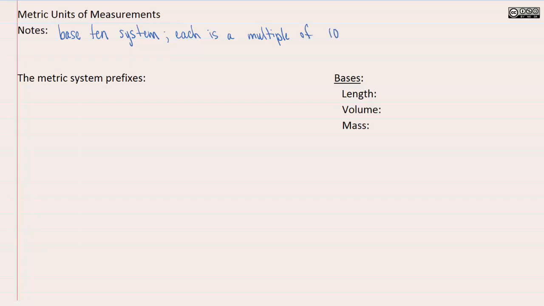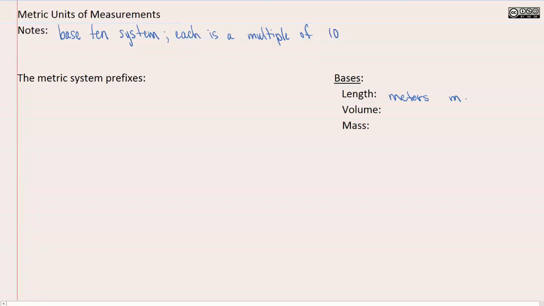The metric system has quite a few prefixes, but before we talk about the prefixes, let's talk about the different bases. There are 3 different bases that we use quite often in the metric system. The first base is that of length. Length in the metric system is measured in meters. The base for meters is a lowercase m.